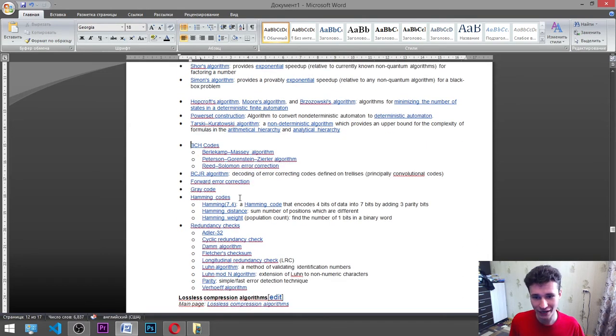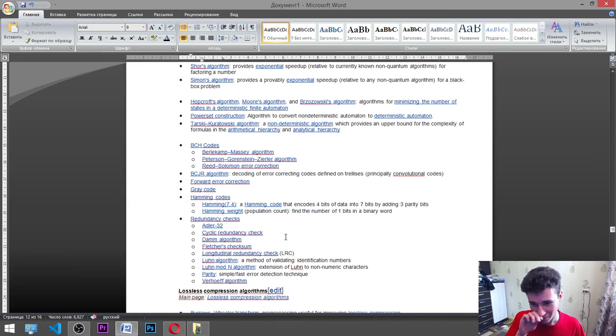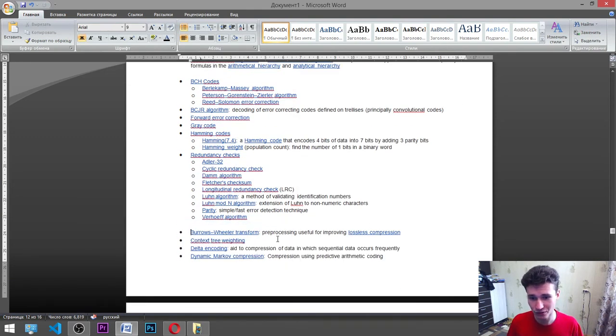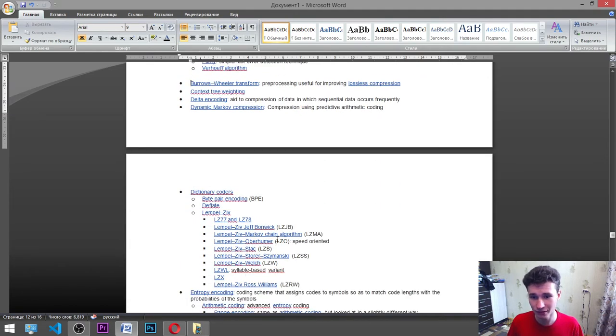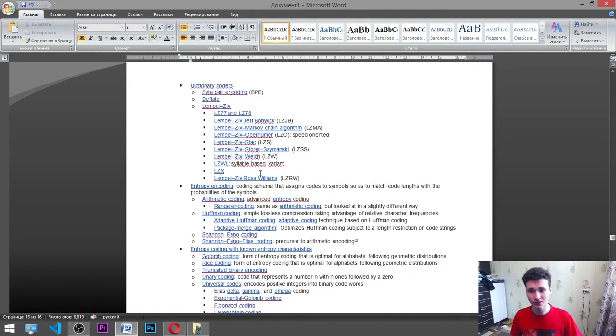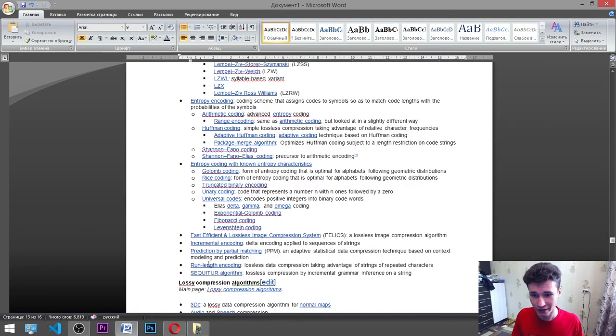Here I need to learn this all. Hamming codes, Hamming distance, I know. Also some of Manhattan distance, Euclidean distance. Berlekamp-Massey algorithm, need to learn, actually I heard about it, but need to learn more. Parity, Luhn algorithm, Context tree weighting, delta encoding, dynamic Markov compression, okay, need to learn. LZX, entropy encoding, Huffman, Shannon-Fano coding, I heard about it a lot in my university, but I need to increase my awareness about it. Golomb coding, arithmetic coding, run-length encoding, incremental encoding, need to learn all about this.